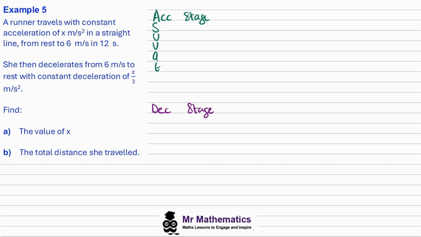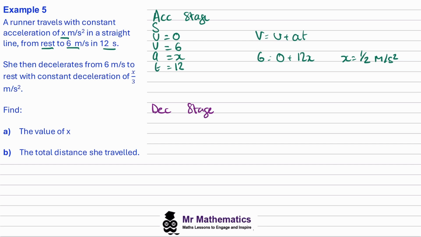So in the acceleration stage, we're told that we're moving from rest to 6 meters per second. So u will equal 0, v will equal 6. And it takes a time of 12 seconds. And our acceleration is x. We need to find x. So v will equal u plus at. So 6 will equal 0 plus 12x. So x must equal 1/2. And that'll be meters per second squared.